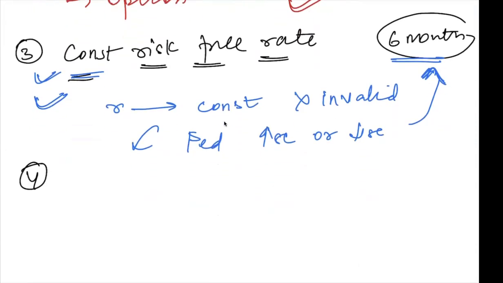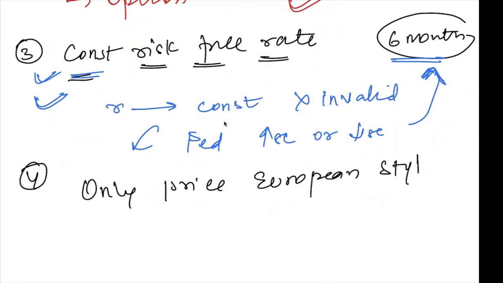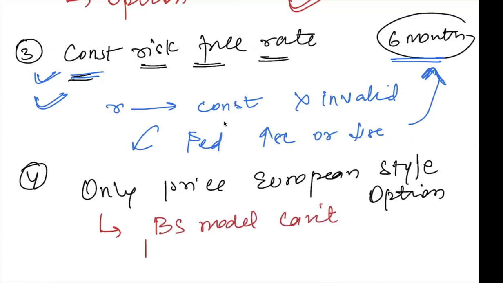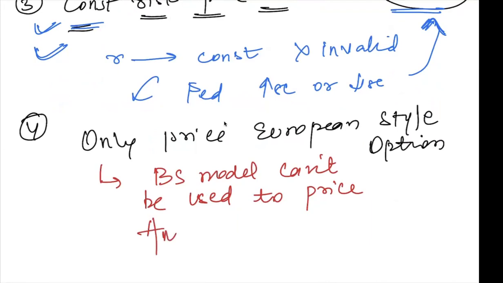The fourth limitation is that we can only price European style options. The Black-Scholes model is designed for European options, which can be exercised only at expiry. This basically means that we cannot use this model to price American options or any other exotic options. Black-Scholes can't be used to price American or exotic options.